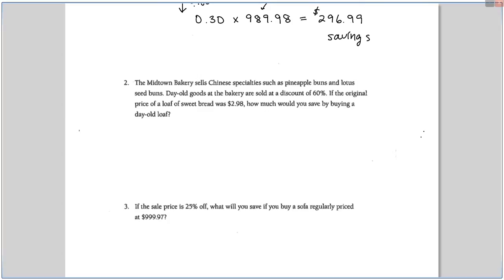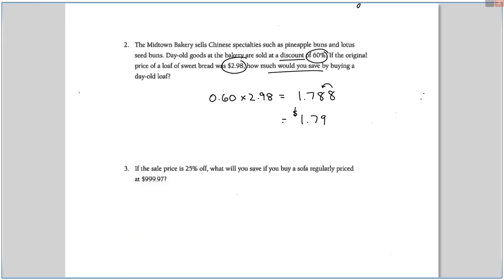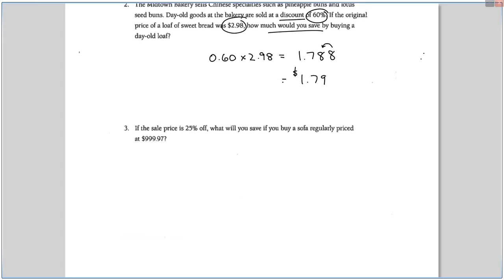Okay, bakery, 60% discount. We have original price $2.98. How much do you save? So exact same question. Make the percent a decimal times the price, and I'll just write down what the calculator says, and then after rounding, $1.79. This one would round the hundredth up, so you'd save $1.79. That's not how much you pay, by the way. Number 3 is identical, so we'll just keep going.